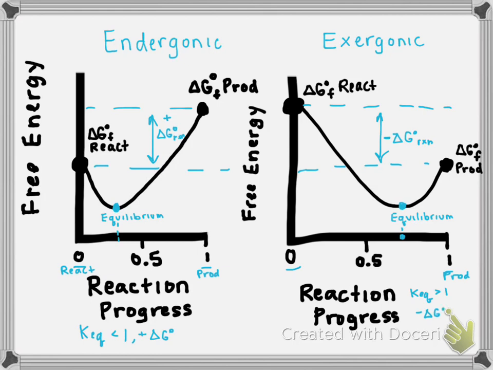So this kind of makes sense. If we're products favored, our reaction is going to be spontaneously going toward products, so we'll have a negative delta G standard. Okay, so KEQ and delta G standard are always going to be tethered together. They're linked. And we can remember that the equation that links these two together is delta G standard equals negative RT ln KEQ. And that is on the data sheet.